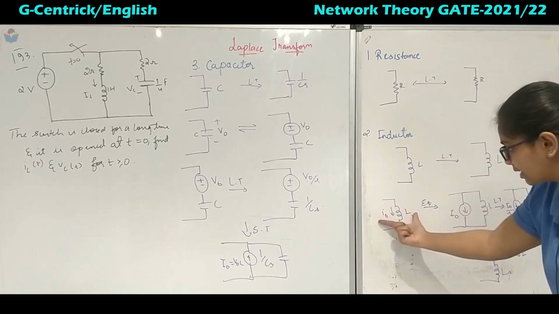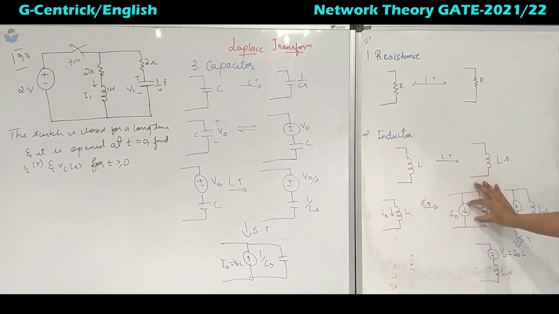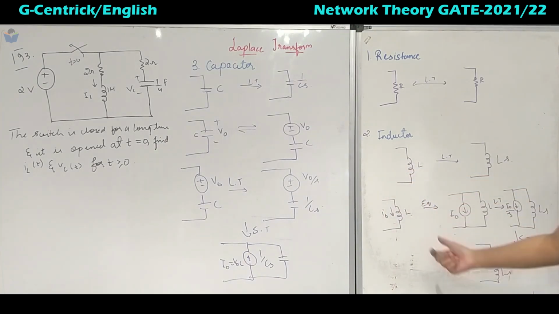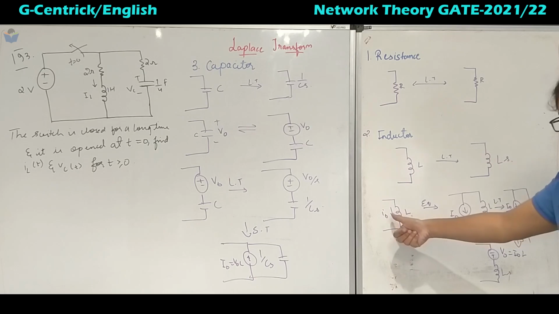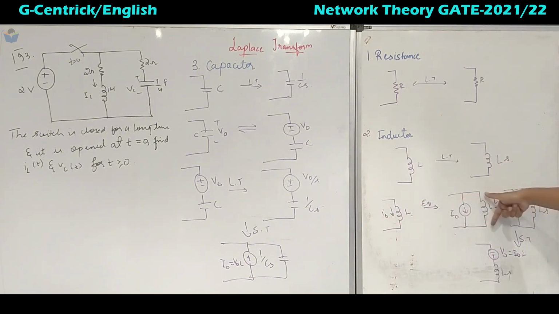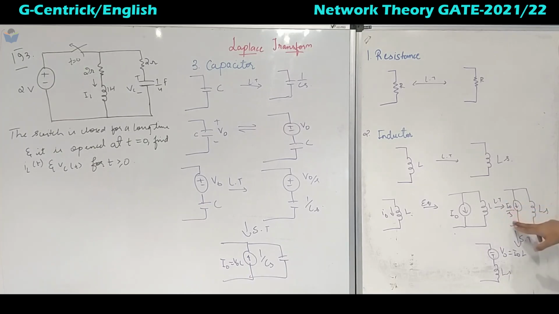Then you can replace this with an equivalent circuit: a current source I0 and the inductor L. Because the current is initially flowing, I0 is already there in the inductor, so you give the source as I0, and here is the L. For this equivalent you take the Laplace transform. The source will be I0 by S, and the inductor is Ls as it is.